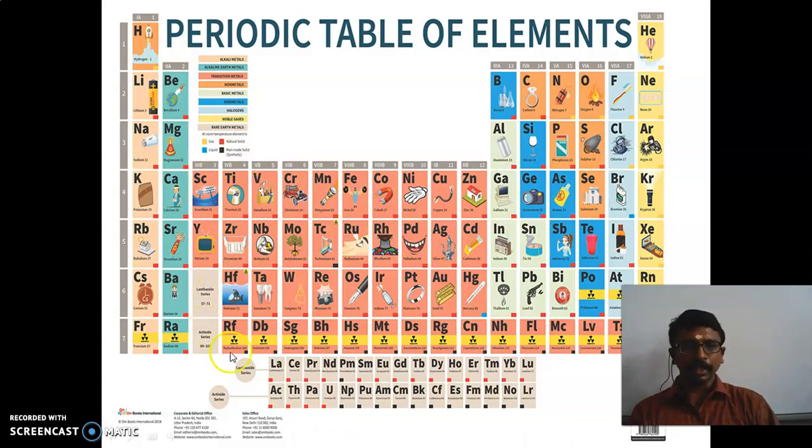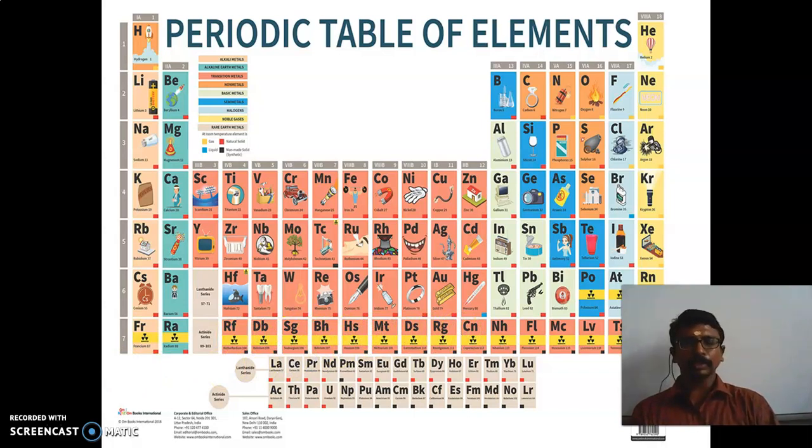And the D block elements are called transition elements, and the F block elements are called inner transition elements, inner transition series. So these transition elements, how many transition series are there? There are 4 transition series in the D block: first transition series, second transition series, third transition series, and fourth transition series.